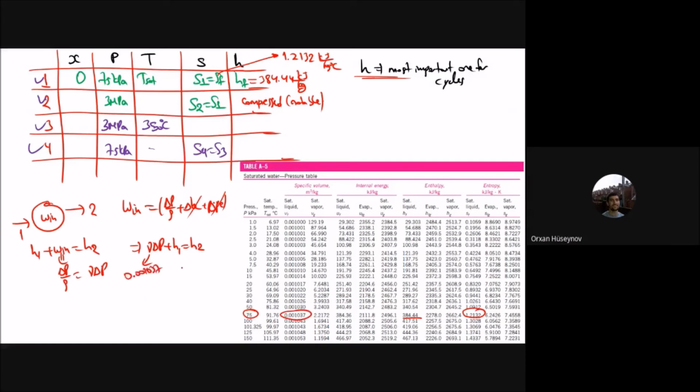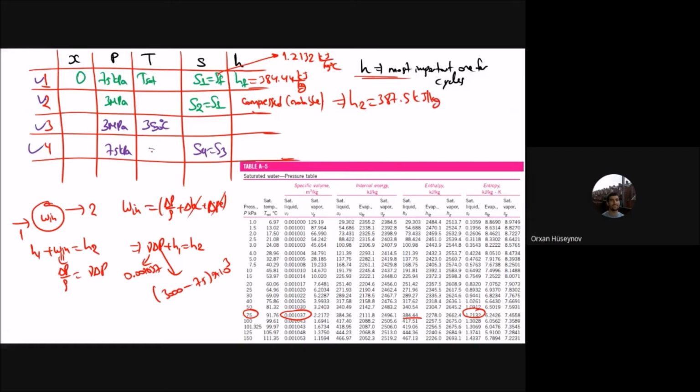and the nu value will be 0.001037. And the delta P value will be 3000 kilopascal minus 75 kilopascal, the difference in pressure, multiplied with 10 to the power of 3. If you add that to this nu into delta P value, you will get the enthalpy at state 2. If you calculate it, you will get 387.5 kilojoules per kilogram. This is for state 2.